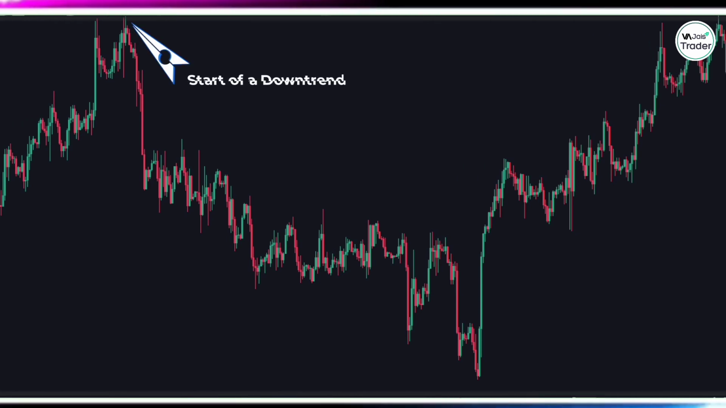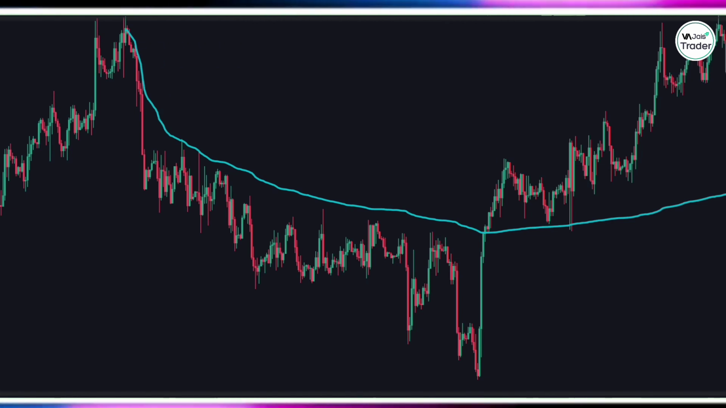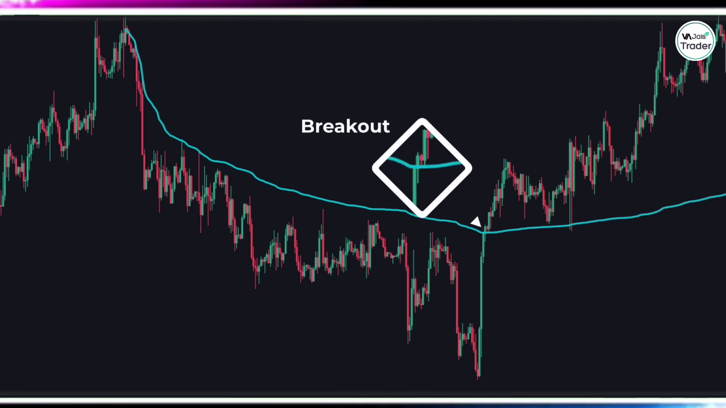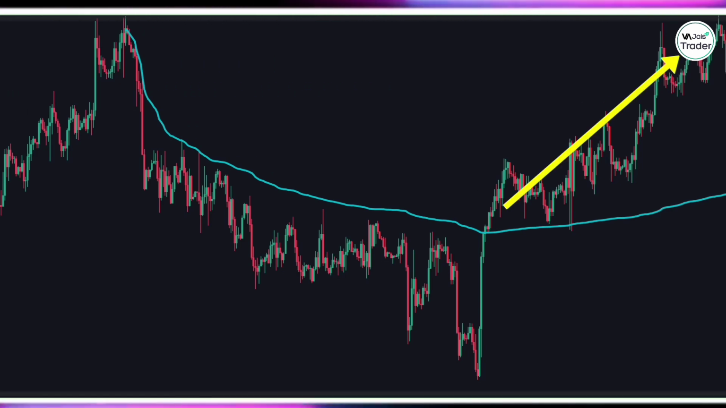Here, we saw a downtrend start from this candle, so we plot the anchored VWAP from this candle onwards. The price stays below the VWAP for a long time before breaking above. This was the first sign that the price may have lost momentum, and it may move upwards. As you can see, a powerful uptrend follows.